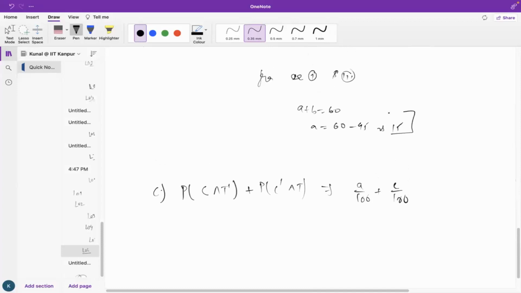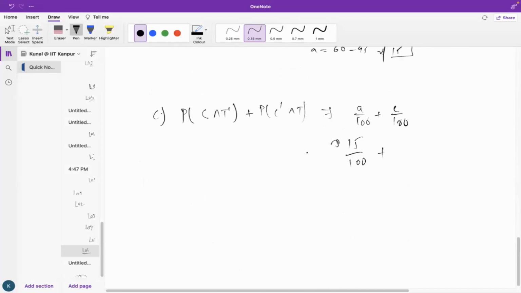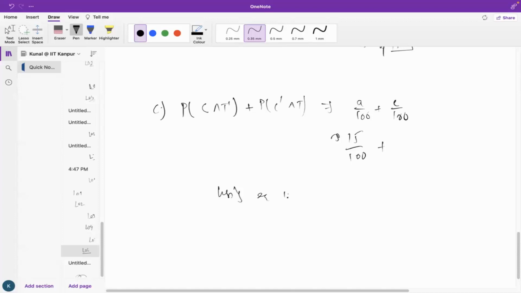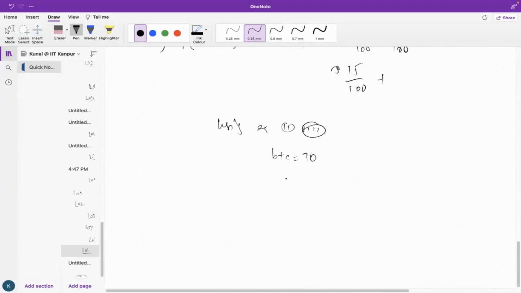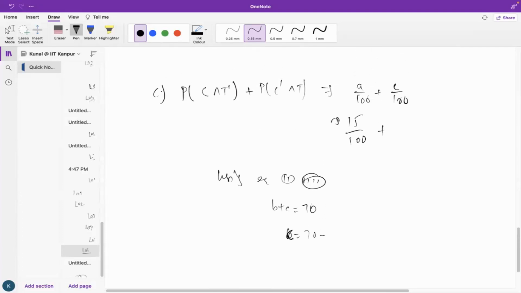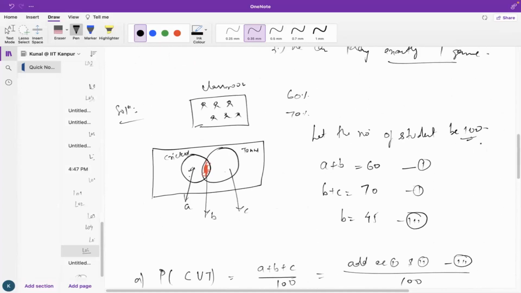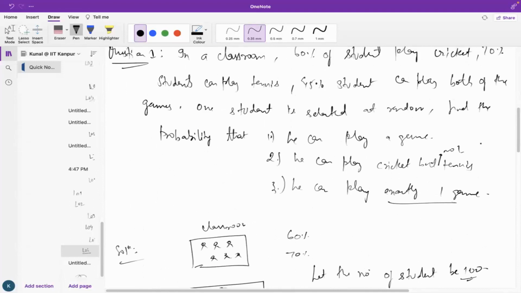And we already calculated the value of A, which is 15 by 100. And how do you calculate the value of C? Using equation 2 and 3. Using equation 2 and 3, there is given B plus C is equal to 70, right? I think 70 is given. Okay, so B plus C is given 70. So the value of C is 70 minus 40 of 5, so it will be 25. So plus 25 by 100, and this will have value 40 by 100. So 2 by 5. So this is the probability that he can play exactly one game.